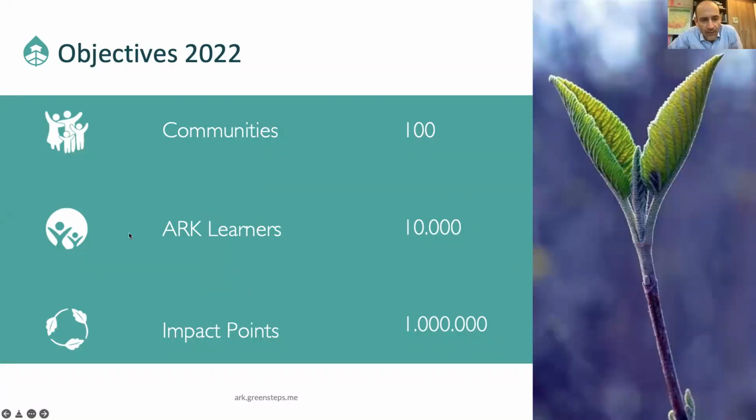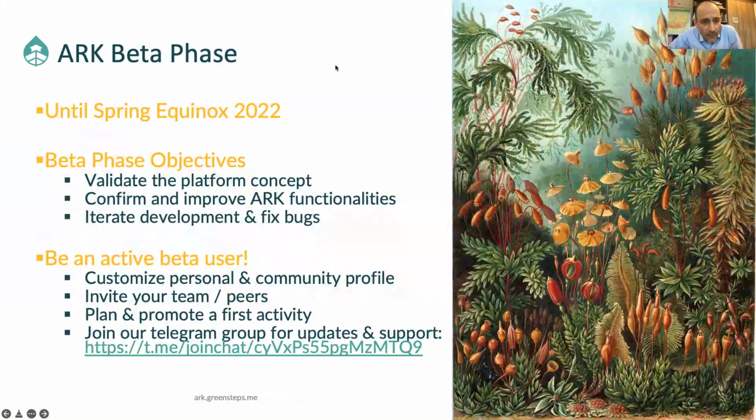We would like to have 10,000 ARK learners, so people that really drive the learning on sustainability through the ARK. And we would like them to generate 1 million impact points. Isn't that a nice objective? 1 million impact points. It's not too bad, no? It's like 100 per person. I don't consider myself to be really that active, and I have already 1,700 impact points. So those are the goals for this year.